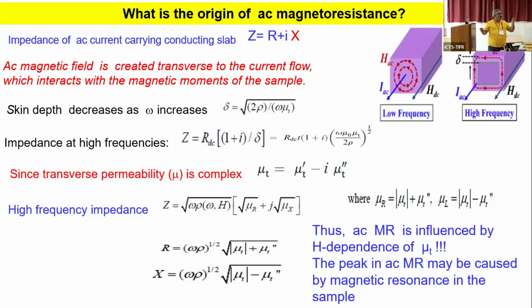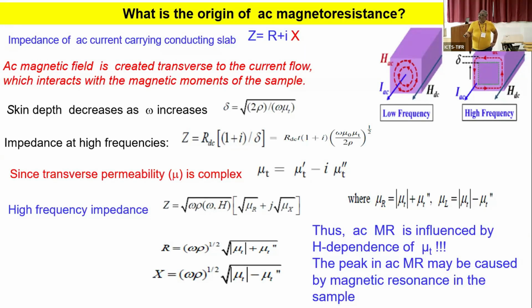Usually we use the lock-in amplifier at around 10 kilohertz or 100 kilohertz. But when you increase the frequency, the current will try to flow only on the surface, within a thickness delta, which is known as the skin depth. Those people working on superconductivity will realize it's important. So this skin depth plays a very important role at high frequencies.